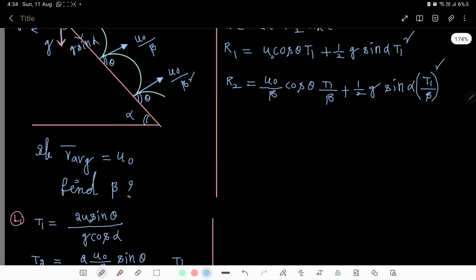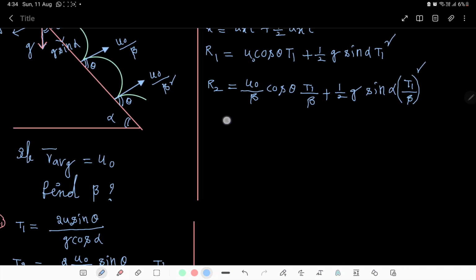So therefore I can write this r2 as u0 cos theta into t1 into 1 by beta square, plus this can be written as half into g into sin alpha into t1 square into 1 by beta square. So that is for r2 and so on like that.